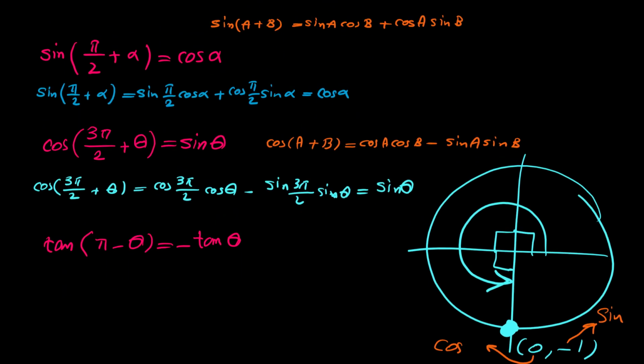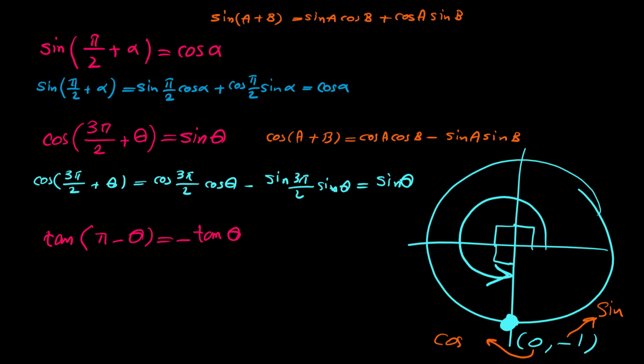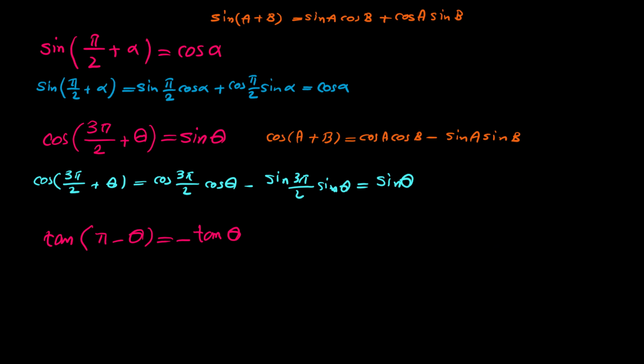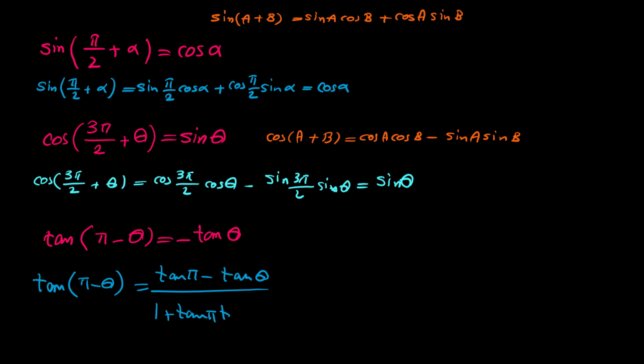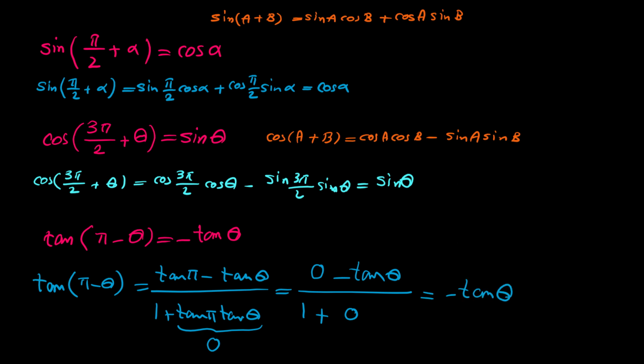So, for proving this, we can expand the left side with the identity for tangent. Tangent of pi minus theta is tangent pi minus tangent theta all over 1 plus tangent pi tangent theta. Tangent of pi is 0, minus tangent theta, over 1 plus tangent of pi is 0, so all of this would be 0, so plus 0, and this equals negative tangent theta.